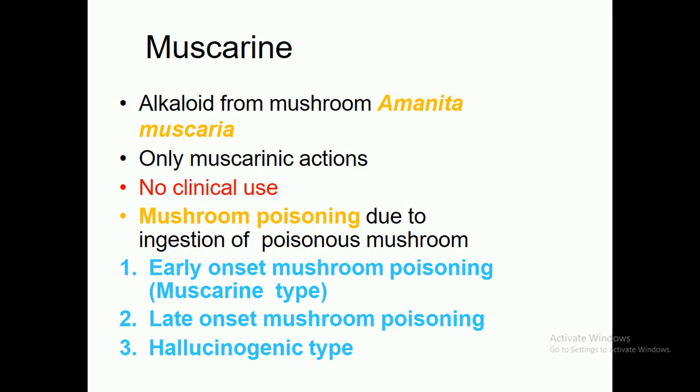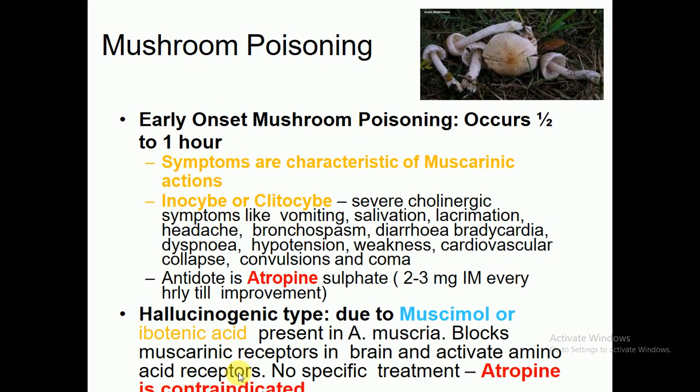Another one is muscarine. Muscarine is an alkaloid obtained from the mushroom Amanita muscaria. It has only muscarinic actions and no clinical use. In mushroom poisoning due to ingestion of poisonous mushrooms, early onset mushroom poisoning is of the muscarinic type, but later onset mushroom poisoning is of the hallucinogenic type. Early onset mushroom poisoning occurs within 1 to 2 hours. Symptoms are characteristic of the muscarinic actions.